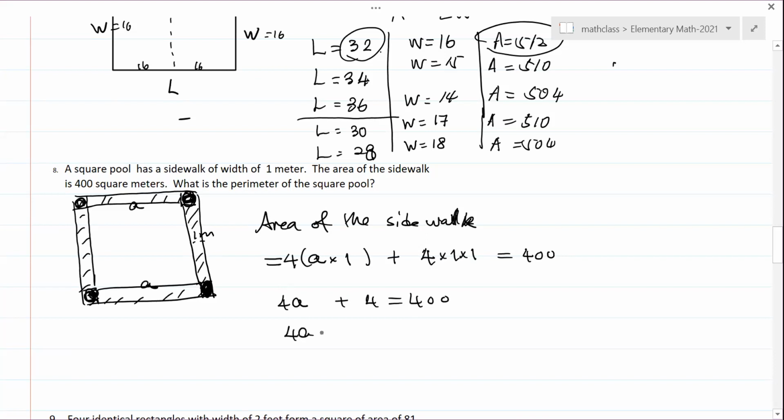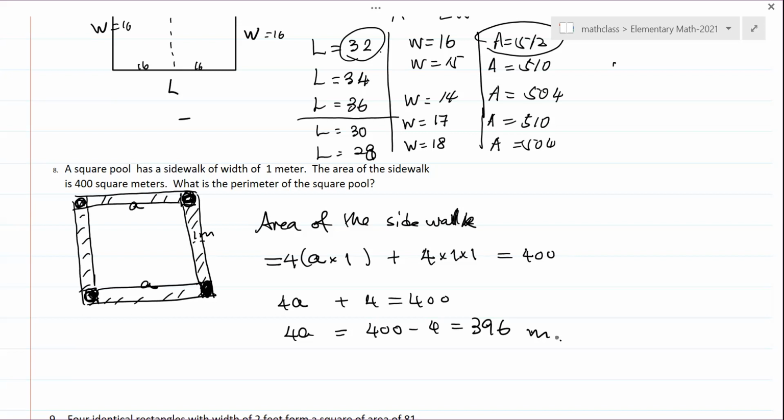So 4A is actually going to be the perimeter of the square already. So 400 minus 4 is 396. 396 is the correct answer. Okay, this is the problem.